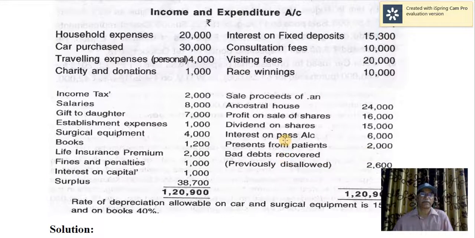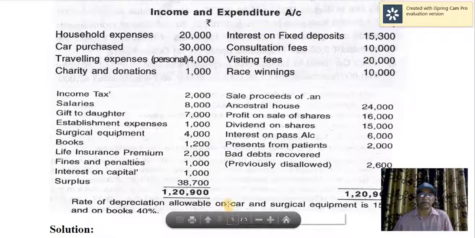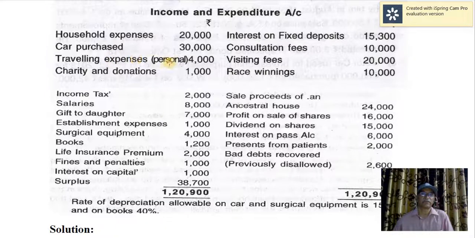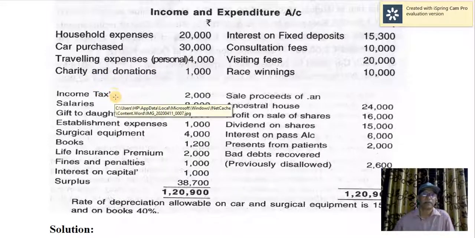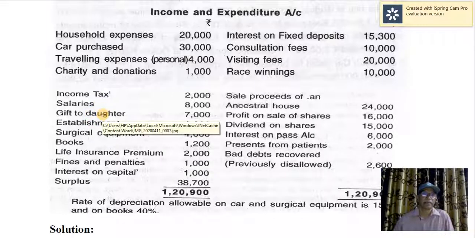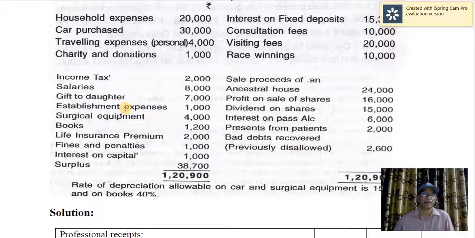Now look at professional expenses. Household expenses are not to be taken here. Car purchase as such is not allowed, but depreciation on it has to be considered, at the rate of 15%. Traveling expenses are clearly given as for personal purpose, therefore not to be considered. Charity and donations are not to be considered. Income tax is a personal expense. Salaries to the staff are his professional expense. Gift to daughter is personal in nature. Establishment expenses are definitely a professional expense.